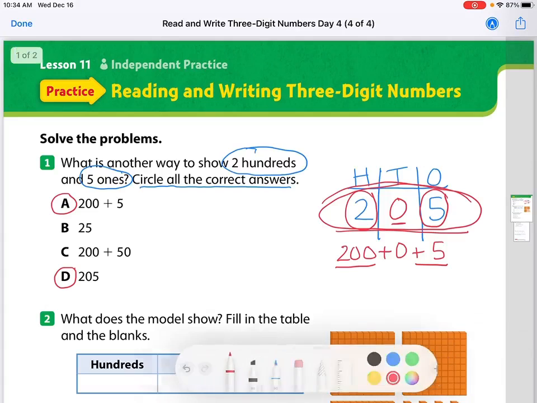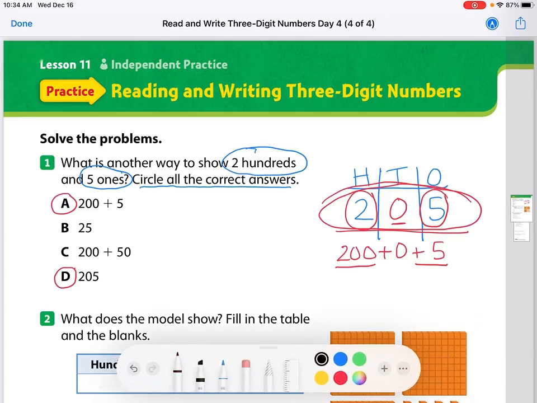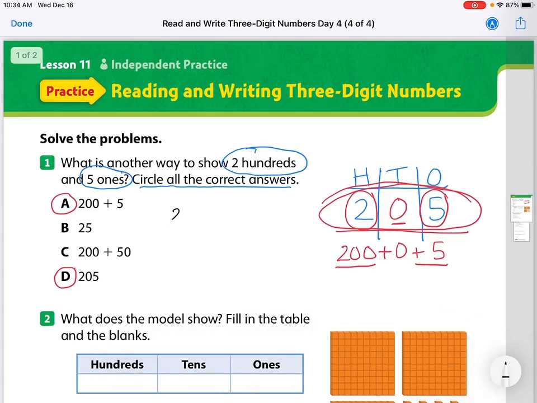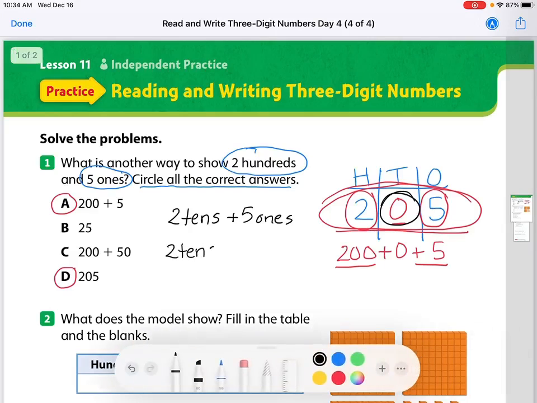All right, now let's talk about why B and C are incorrect. B is incorrect. 25 is totally incorrect because 25 is 2 tens plus 5 ones. And I don't have 2 tens, I have 0 tens, don't I? And then C is incorrect because 200 plus 50 would be 2 hundreds.